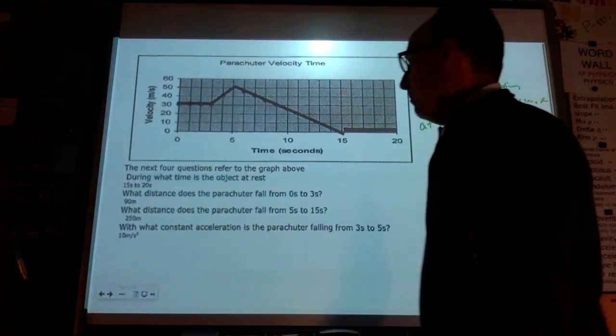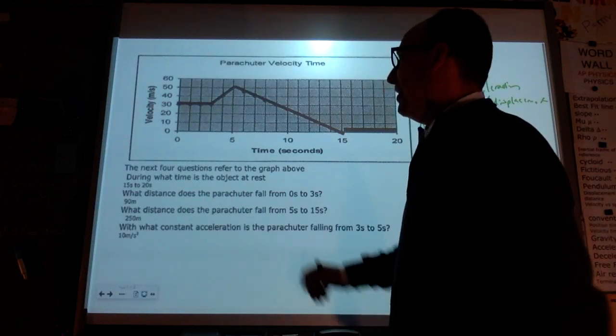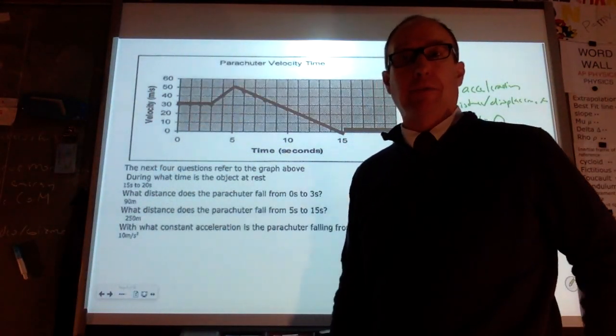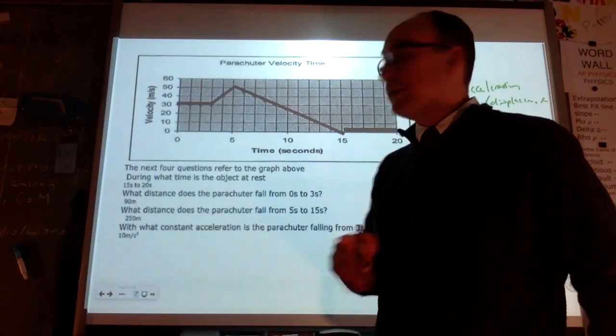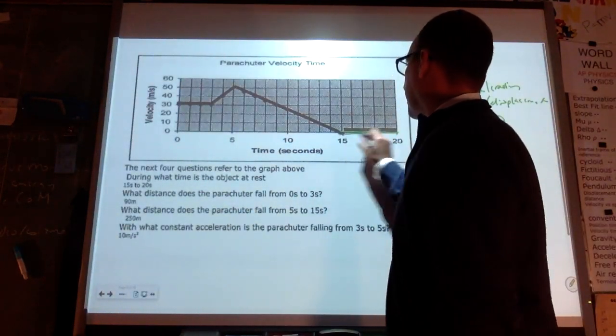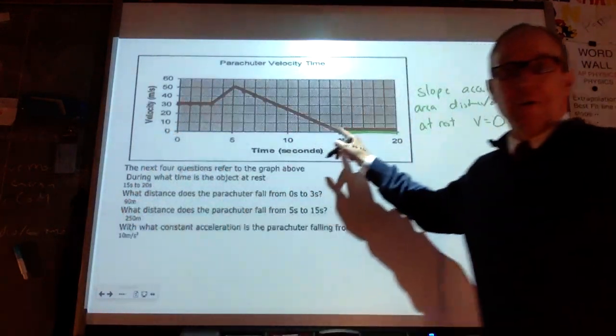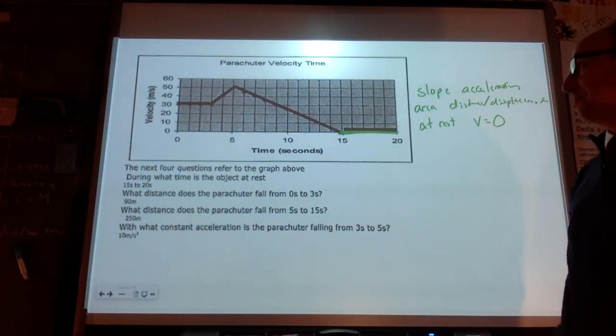So what time is the object at rest? They're trying to trick you. They want you to say 0 to 3 seconds, because that's what it would be if this were a position time graph. You're not going to be tricked. It's actually here, because it's only at rest if my velocity is 0, so from 15 to 20 seconds.